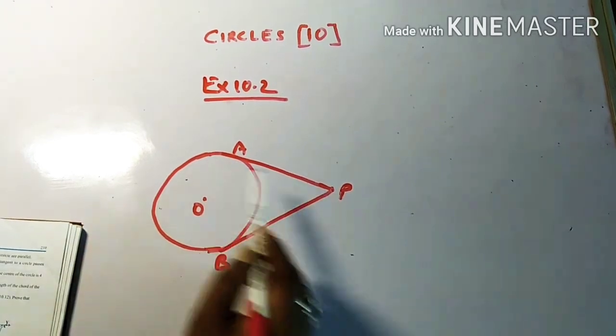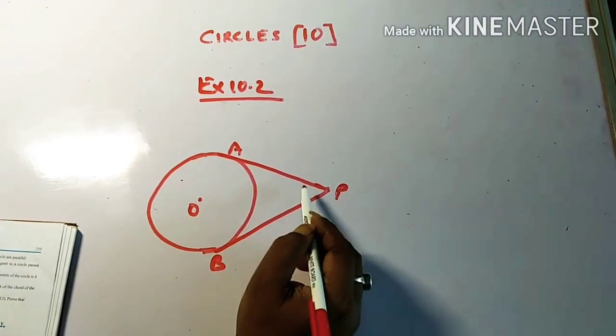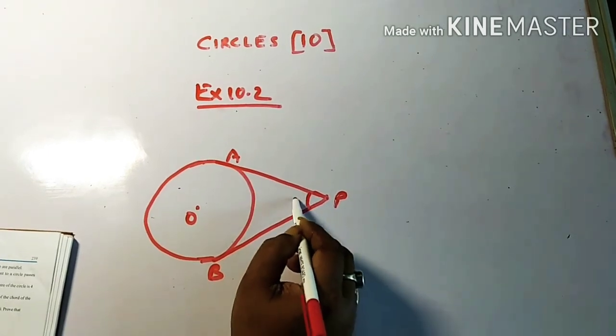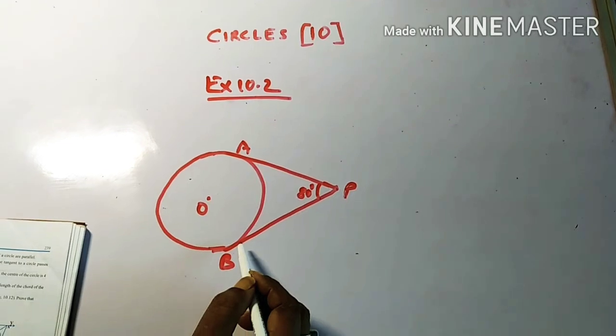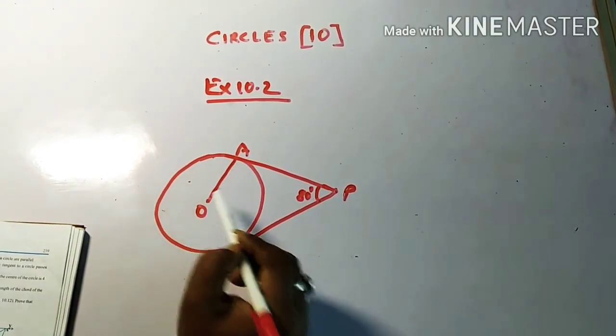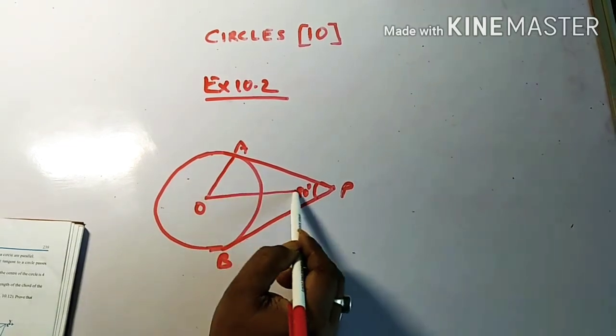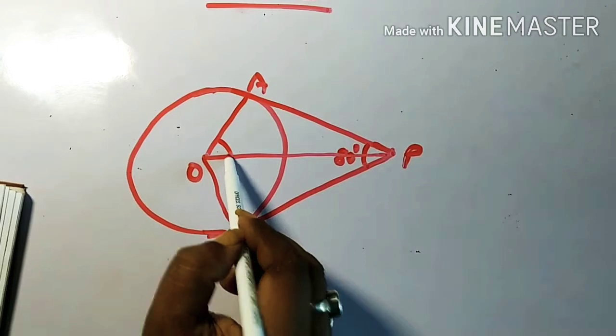PA and PB, these two are the tangents with center O, and these two tangents are inclined to each other at 80 degree. Yes. We have to find angle POA. We have to find POA. Yes.